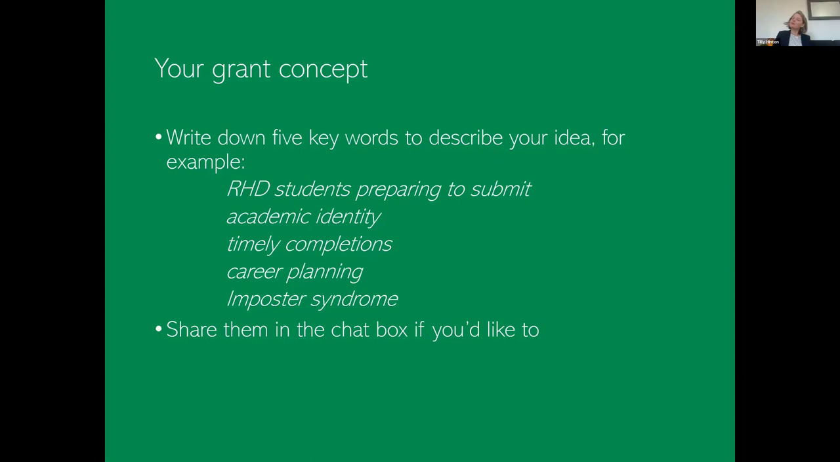So I want to give you not very long, let's say 2 minutes, to write down 5 keywords to describe your idea. You'll see in the example that I've done, I took keyword as a broad term, so it's sort of key phrase or sentence. Write down the 5 things that describe your grant idea, and if you're willing to share them in the chat window, that would be superb. It will help people to get a bit of a reading of what we're all working on and to start to get to know each other.